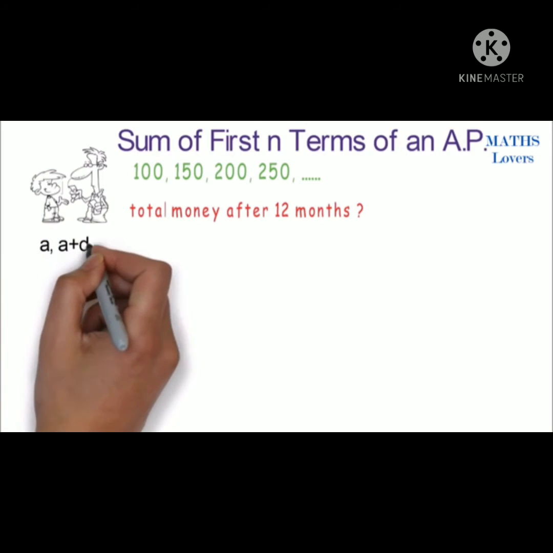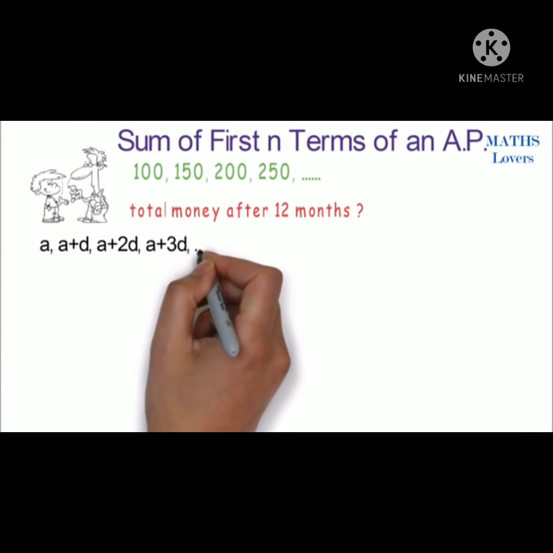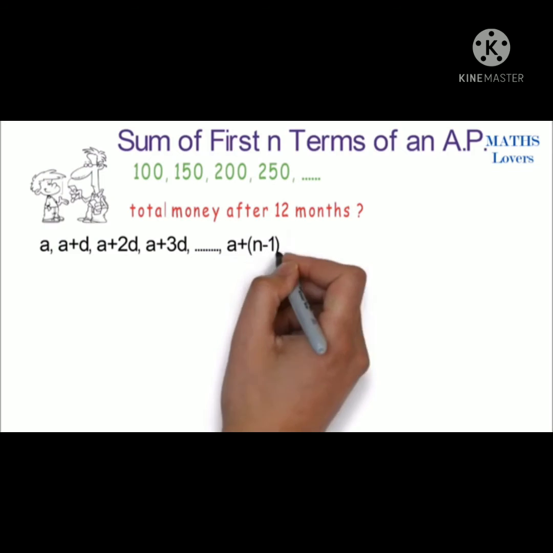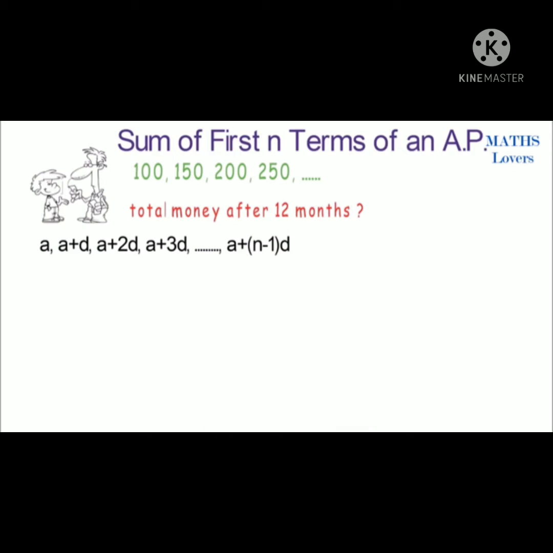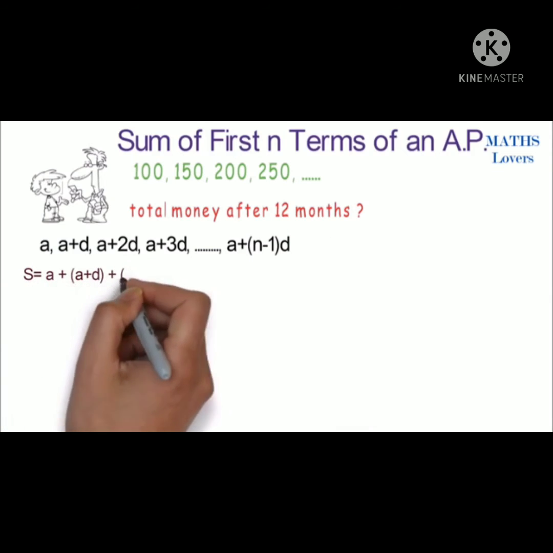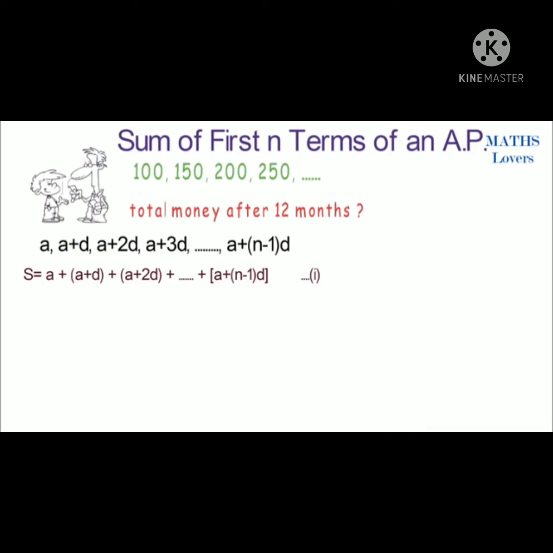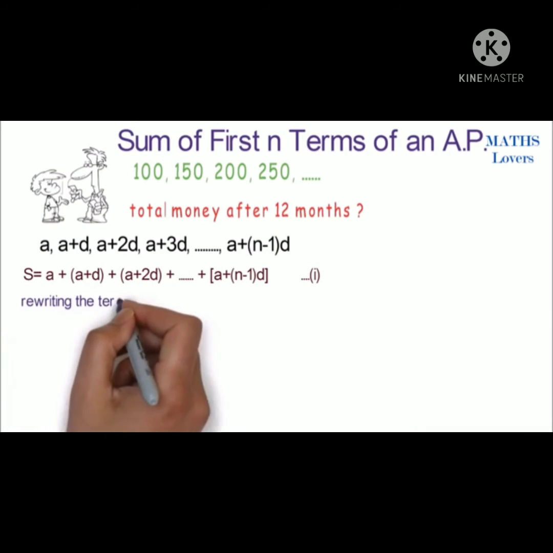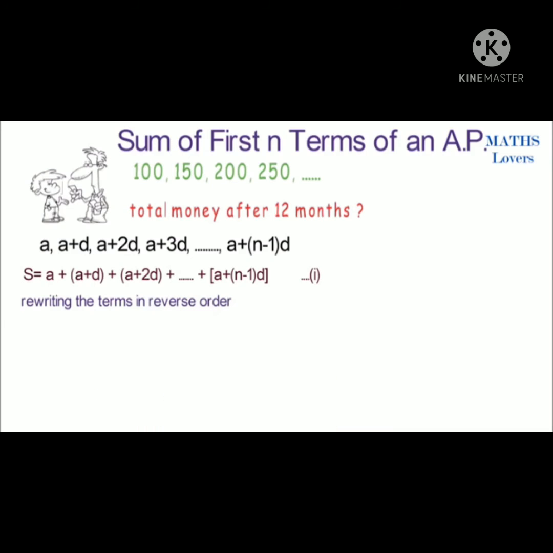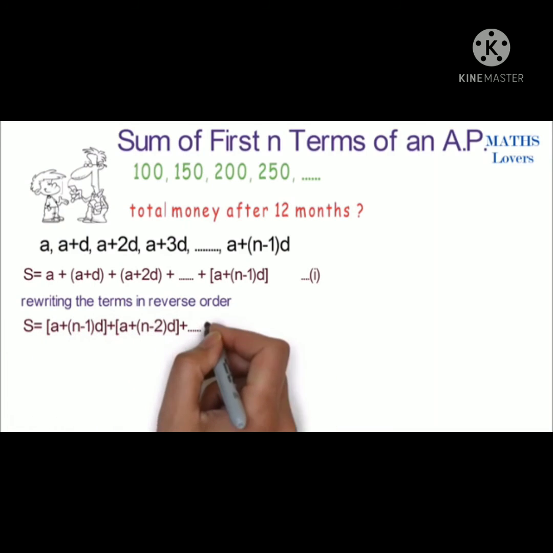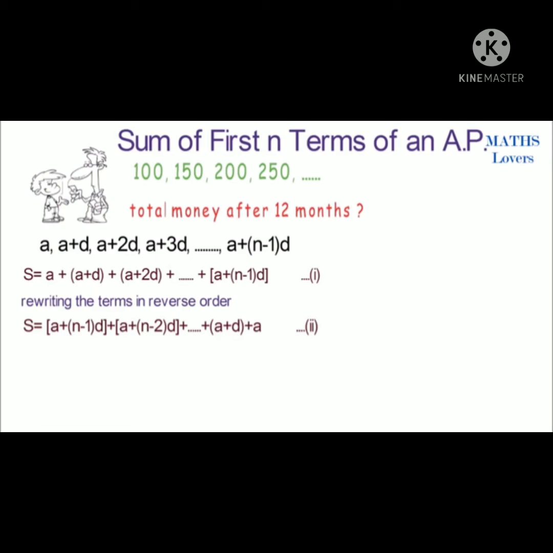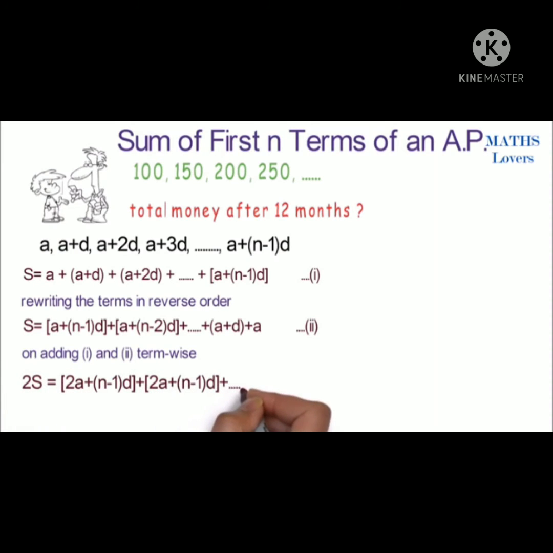Let's assume a general AP: A, A plus D, A plus 2D, A plus 3D, and the last term A plus (n minus 1)D. The sum will be S equal to the sum of all these terms. Let's call it equation 1. Now let's rewrite the terms in reverse order, then we will get S equal to this. On adding 1 and 2 term-wise, like the first term of equation 1 with the first term of equation 2, and so on, we will get every time 2A plus (n minus 1)D.